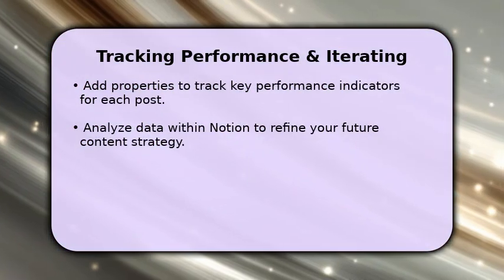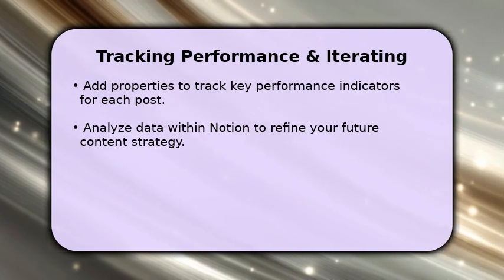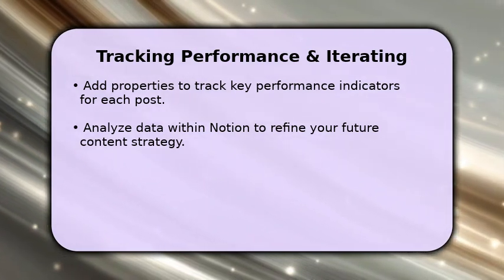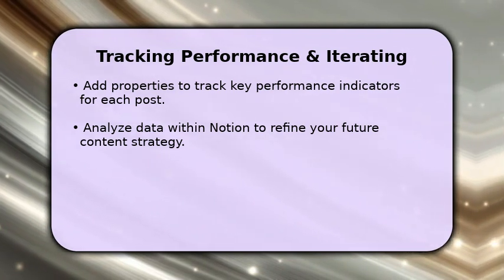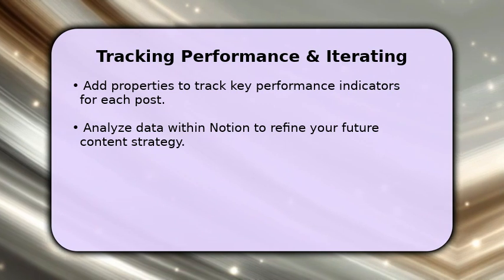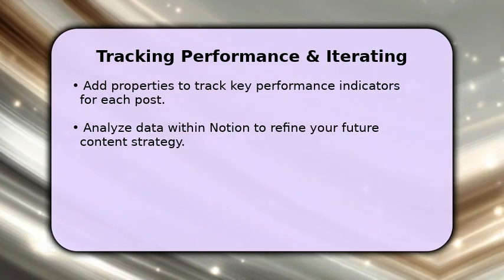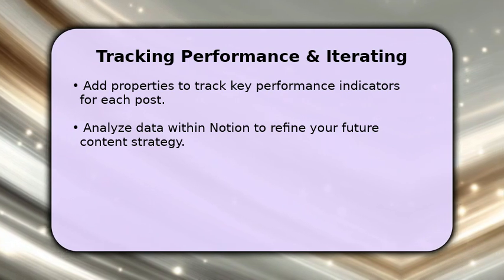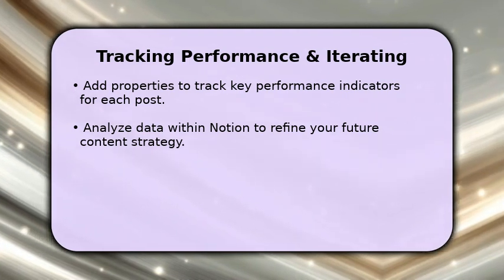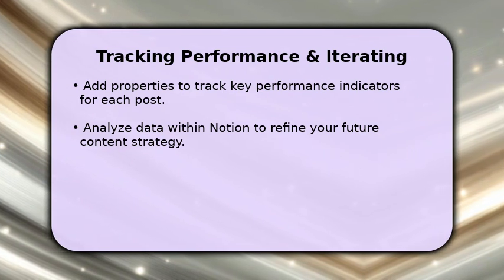Finally, let's talk about tracking performance and iterating on your strategy. Add properties to your database to track key performance indicators, such as reach, engagement, or clicks, for each published post. You can manually input these numbers or link to external data. Regularly review this data directly within Notion to identify what resonates with your audience.